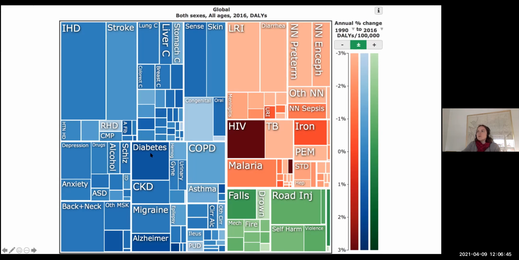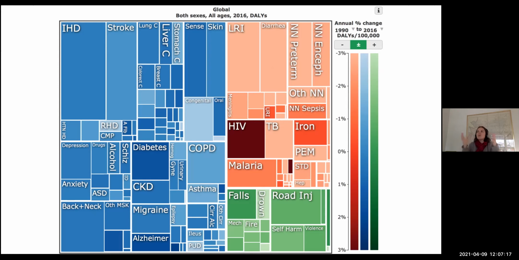In the blue, you see non-communicable diseases. So things like stroke, heart disease, migraine, diabetes. In the red, you see infectious disease and maternal child disease. And in the green, it's violence and injuries. And if you go to the website also, when you hover your cursor over these different boxes, it'll tell you the actual data, the background data.